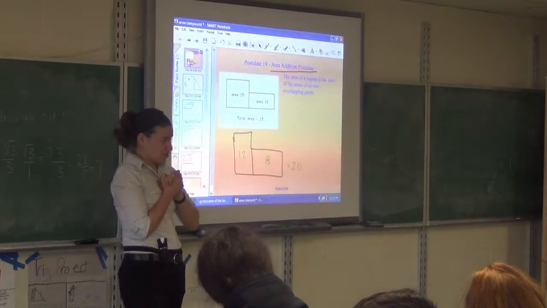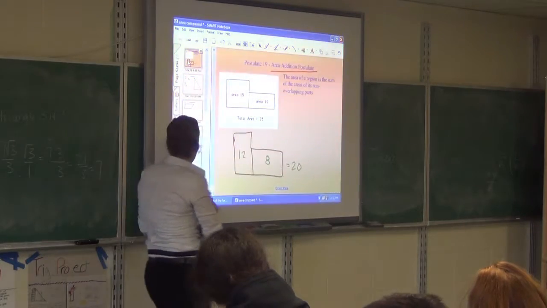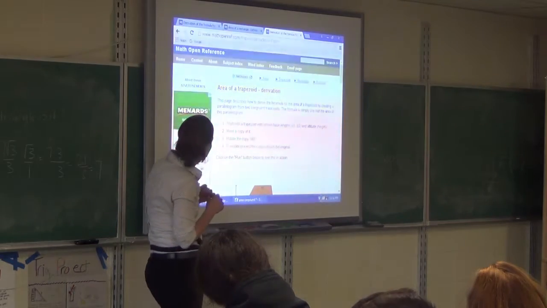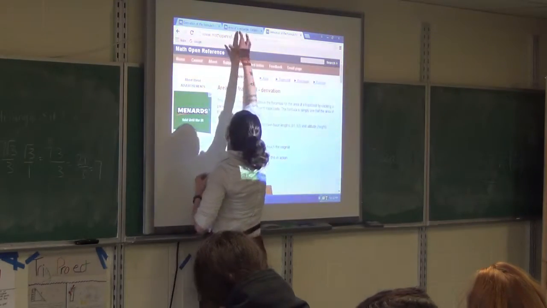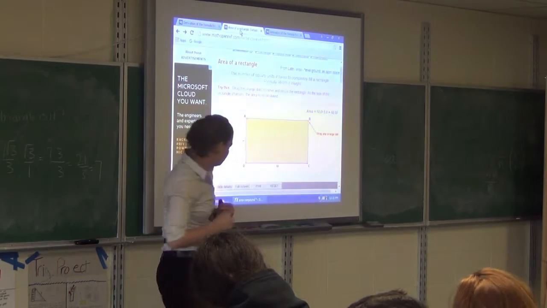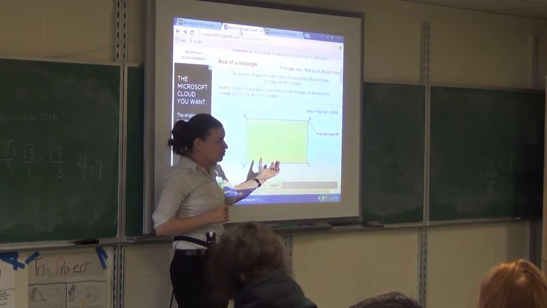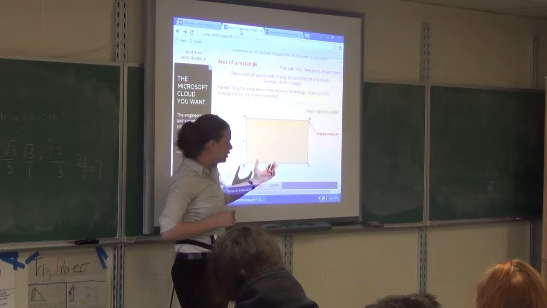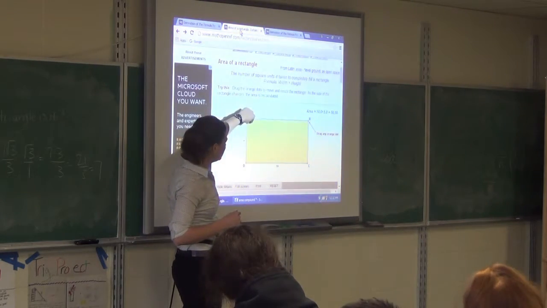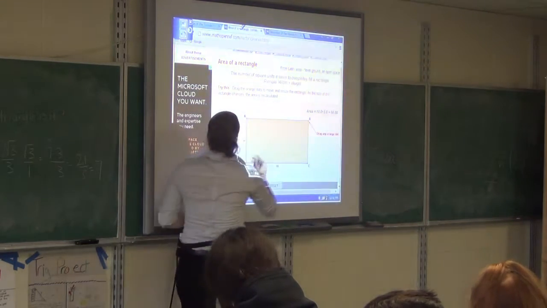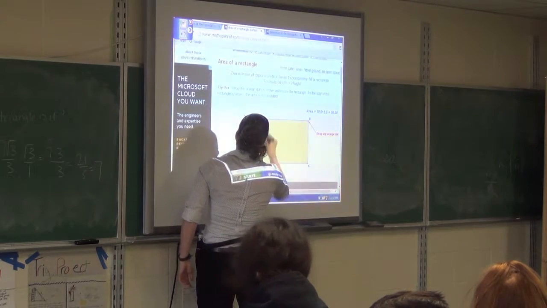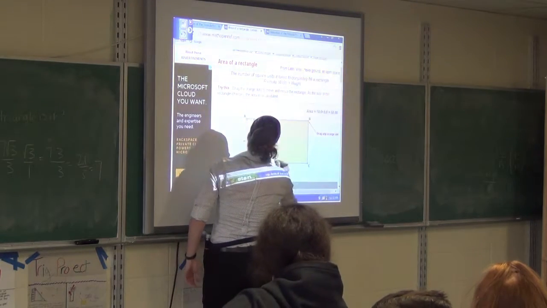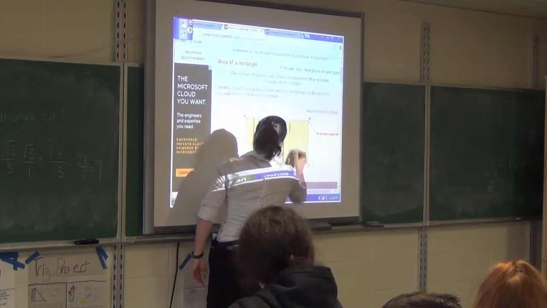Okay, so let's do rectangle together. And I have this for rectangle. Any rectangle that we have, we can take that rectangle and, can you see these little blue lines? It's almost like it's on graph paper. I can cut this rectangle into a whole bunch of squares.